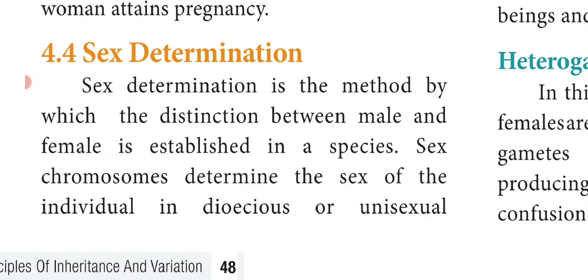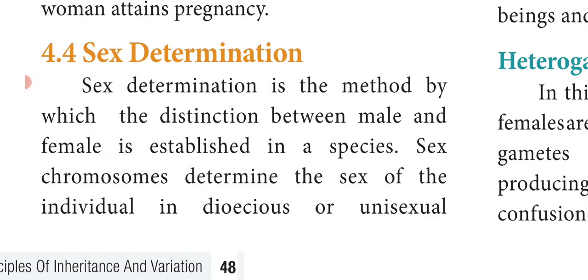Sex chromosomes only determine the sex of the individual in dioecious or unisexual organisms. So the sex of the individual is determined by the sex chromosomes in dioecious organisms. Dioecious means separate male organisms and separate female organisms. That is, the male reproductive organs are located in the male and the female reproductive organs are located in the female. So that is called a dioecious or unisexual organism.